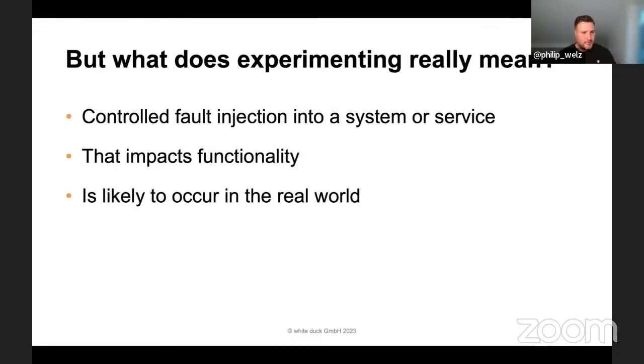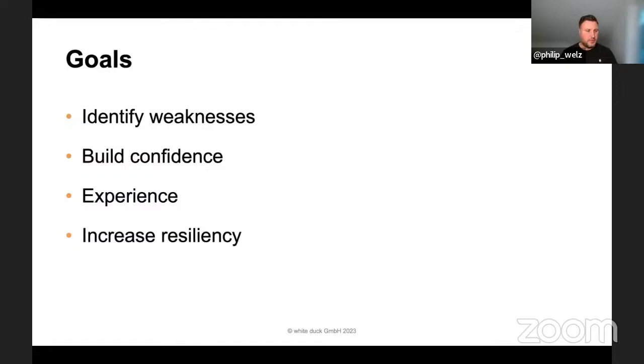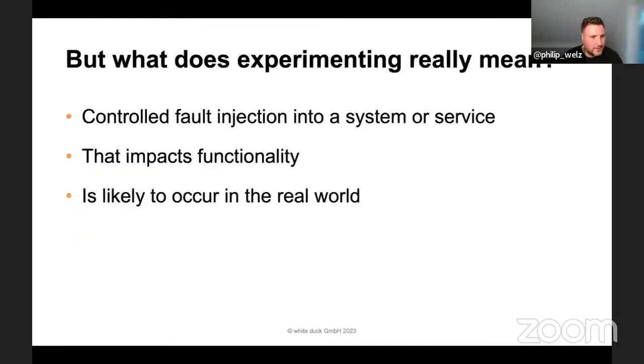But what does experimenting really mean with this sentence in mind? It means controlled fault injection into a system or service, and for sure, as we wrote there, in production, in capital or bold letters, that impacts the functionality of the system or service with a fault which is likely to occur in the real world. That's basically what experimenting means. And now you can see some things around.